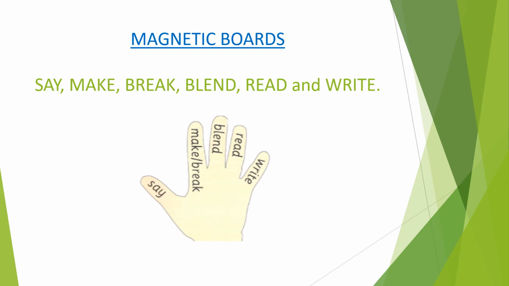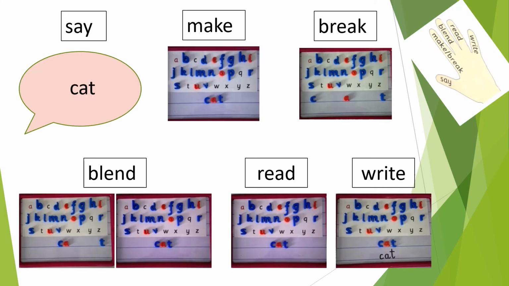To develop word building skills with a magnetic board, we use a 5-fingered approach. Say, make, break, blend, read, and write. We encourage the children to say the word, for example, cat. Then on our magnetic boards, we make the word cat. When we are making the word cat, we say the word slowly so that we are listening to each sound. When the word is made, we will break it up. And following that, we will blend it together.